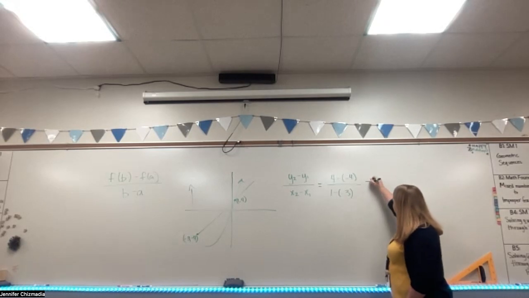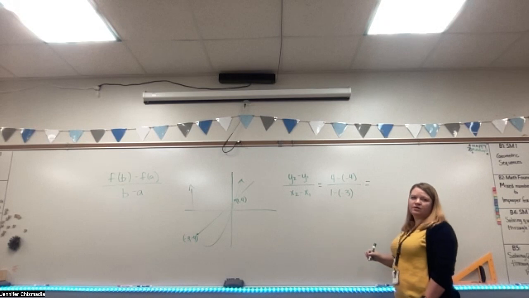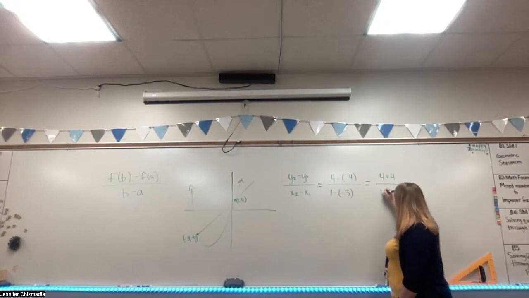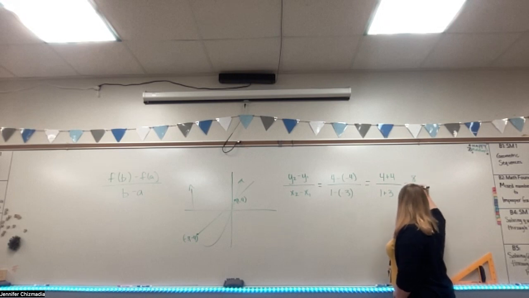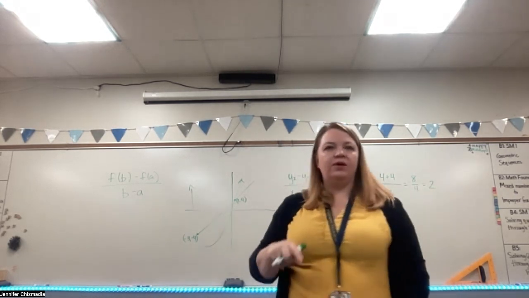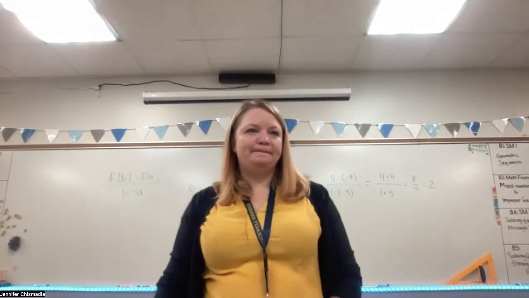So if I lose my negative and it becomes a positive, then what does this actually turn into? It turns into 4 plus 4 and 1 plus 3, which is 4, and 8 over 4. Could you guys find that just by counting? Right, you went up 2 over 1, up 2 over 1, up 2 over 1. It's so different when you keep it.